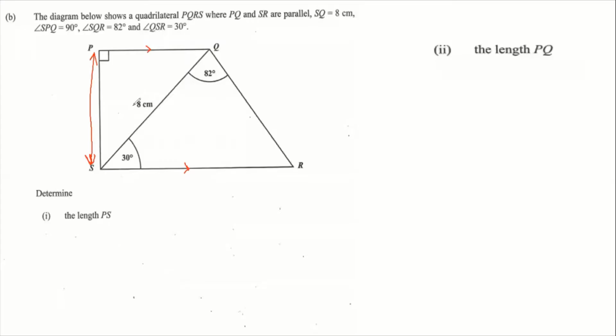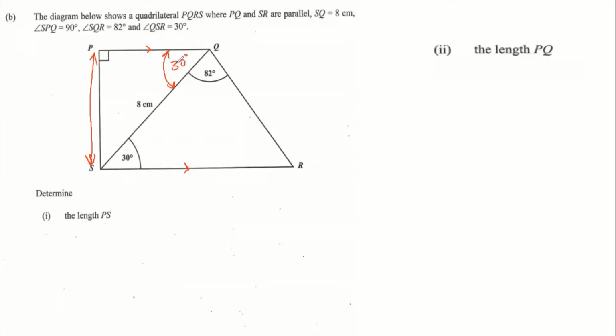We need some more angles. So what else do we know? We know this angle here, or we can determine this angle using the information that was given. Since PQ is parallel to SR, therefore you can see the Z angles here. So if this angle right here is 30, it means that this one up here is going to be 30 degrees as well.